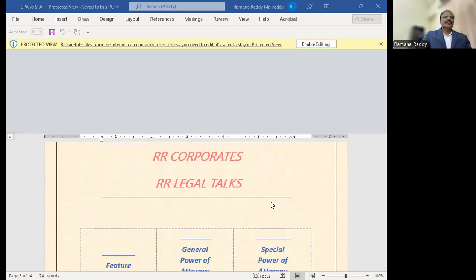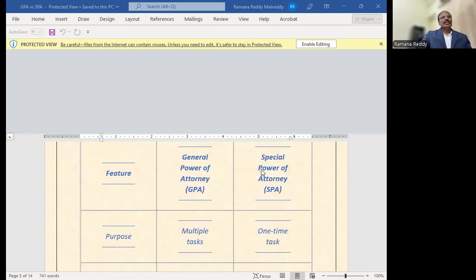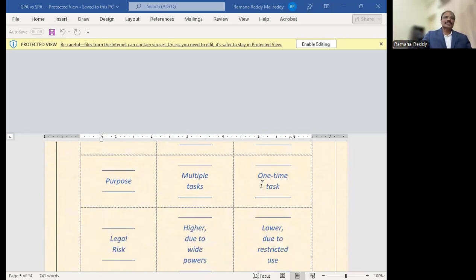That is the duration. And then the features. When we talk about the difference between general power of attorney and special power of attorney, if you talk about the purpose, GPA is for multiple tasks, multiple purposes, whereas SPA is for a one-time task, one-time purpose.